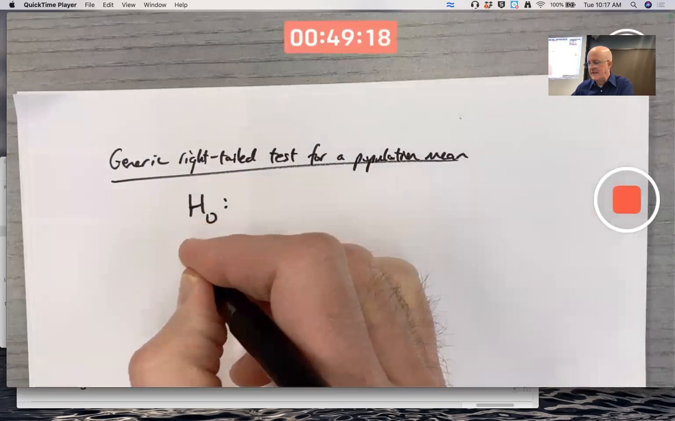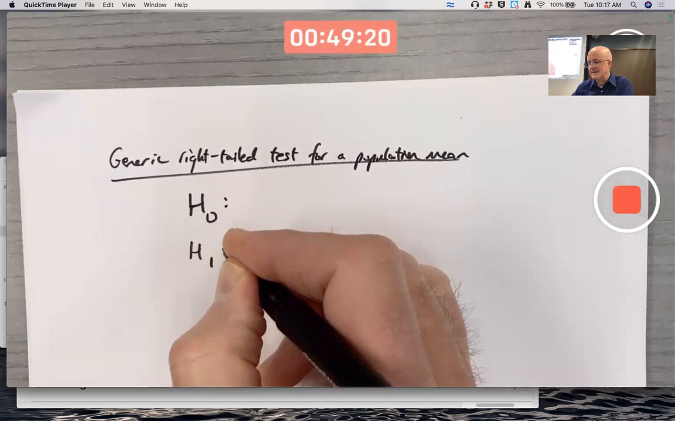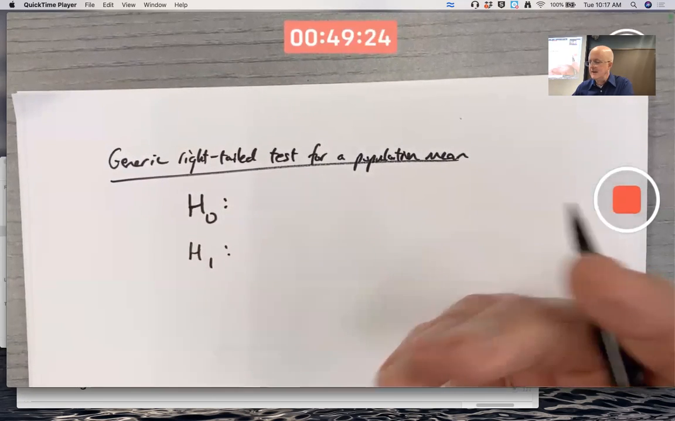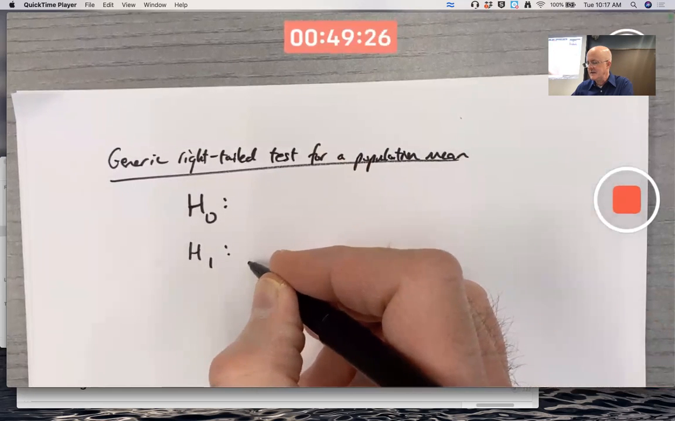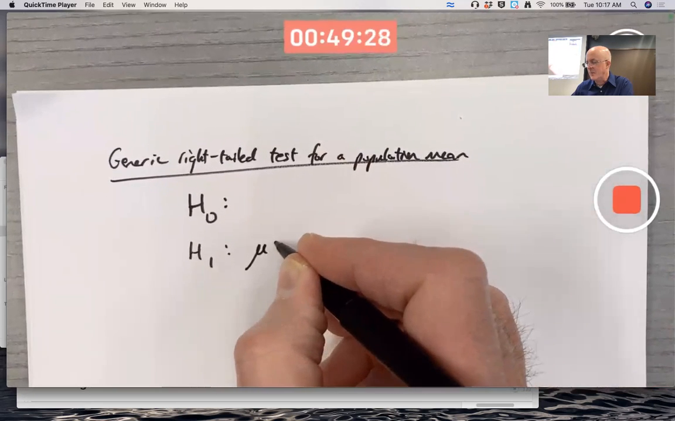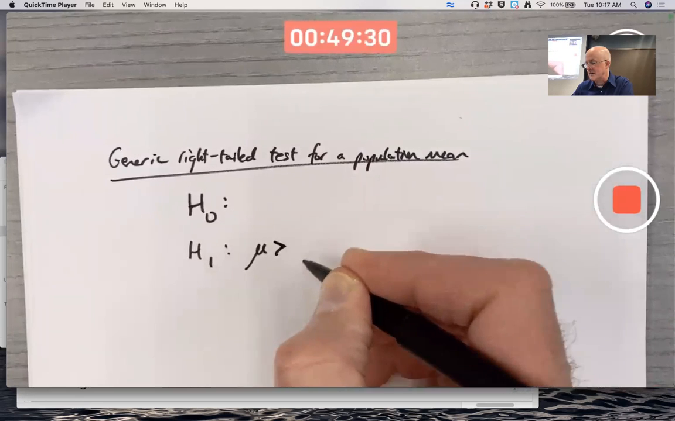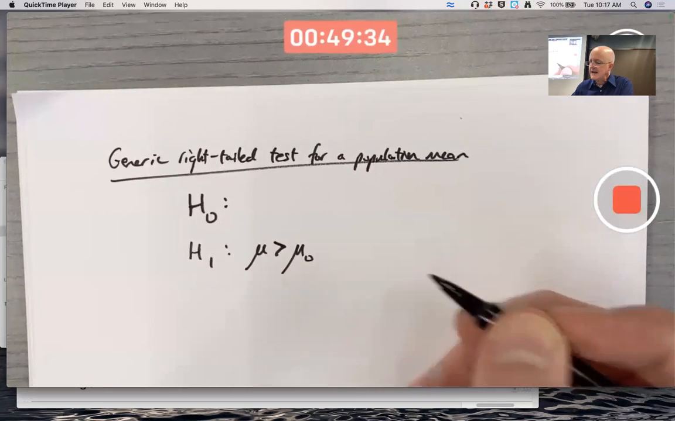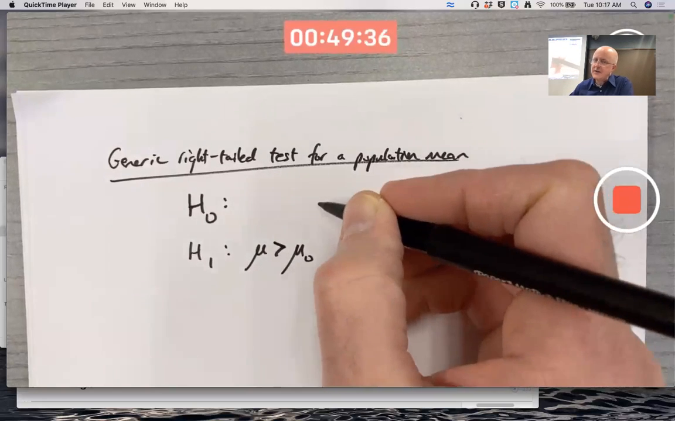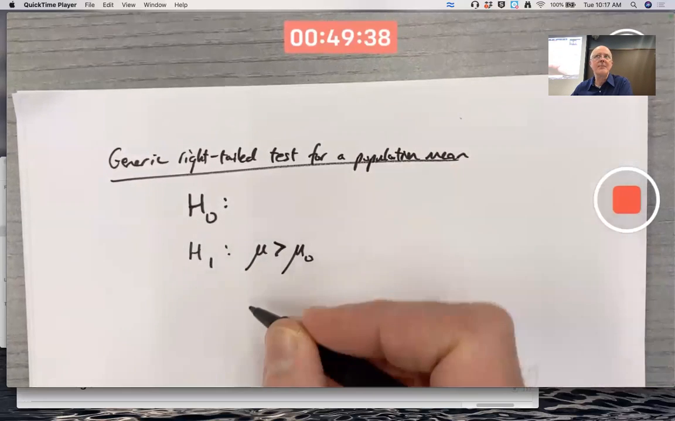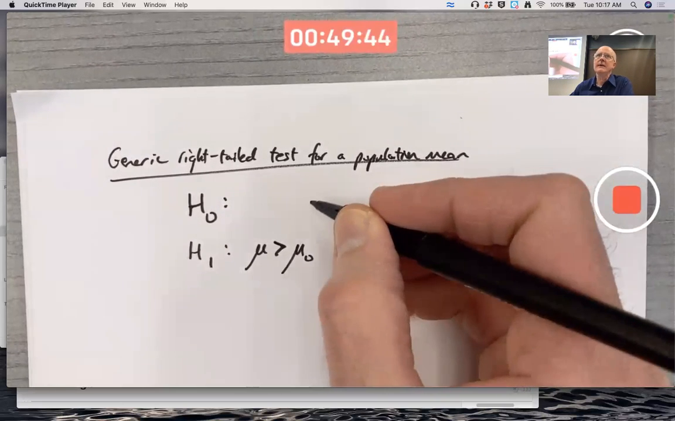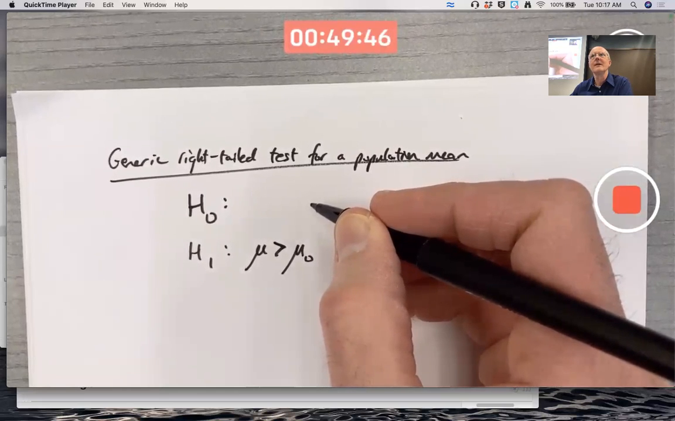Technically speaking, you should write the alternative hypothesis first. Really, that's your research hypothesis. For a right-tailed test, it's that mu is bigger than some number, mu sub 0, say. Technically, you could argue that the null hypothesis is the complement of that. If the alternative is that mu is bigger than mu 0, then the null would be that mu is less than or equal to mu 0.